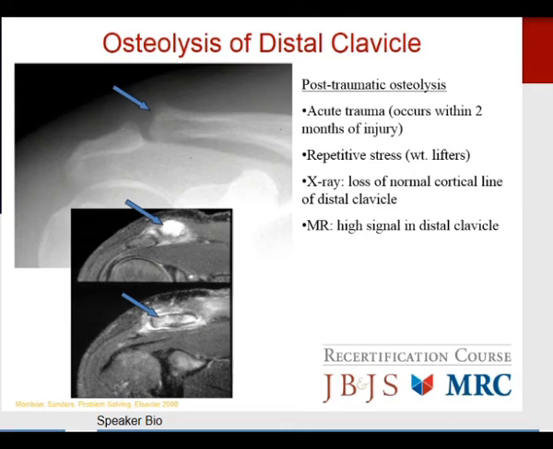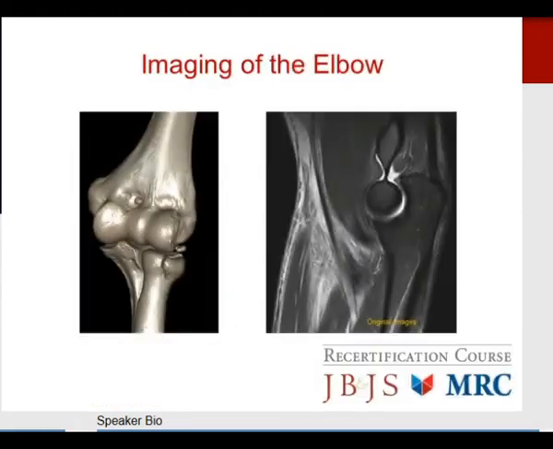We see intense marrow edema within the distal clavicle. There's usually an associated small AC joint effusion, pericapsular edema, and periostitis along the distal aspect of the clavicle. Okay, moving on to elbow imaging.